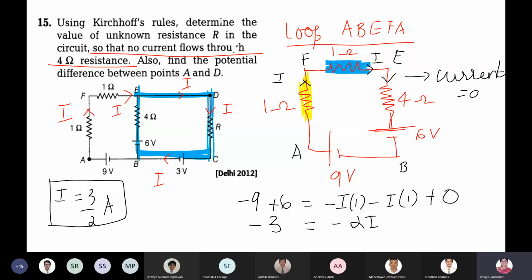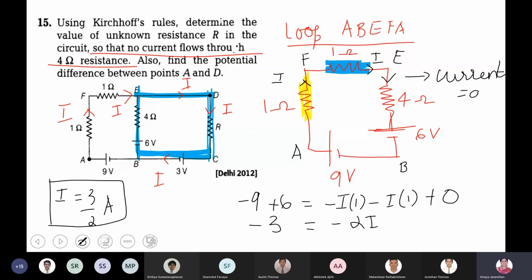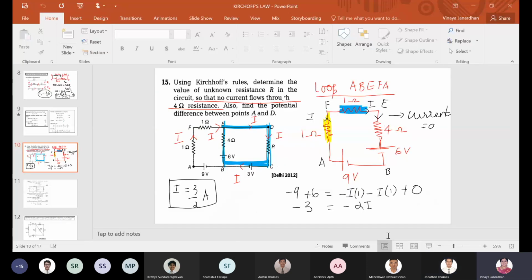Boys, draw the circuit diagram. Draw the circuit diagram. Look here. The current flowing through 4 ohm resistance is 0, which means the same current will flow through the entire circuit. Others at home, are you able to follow? Ma'am, I is given, right? The directions of I.